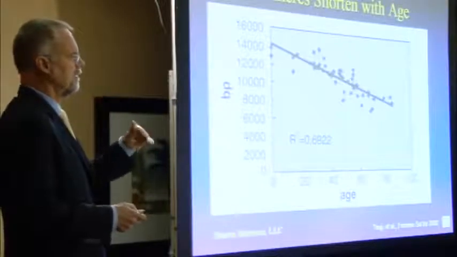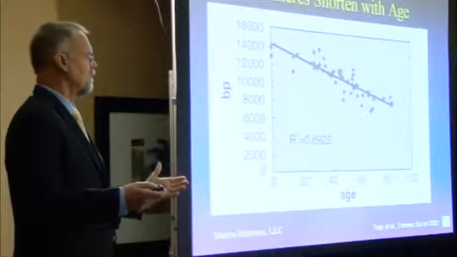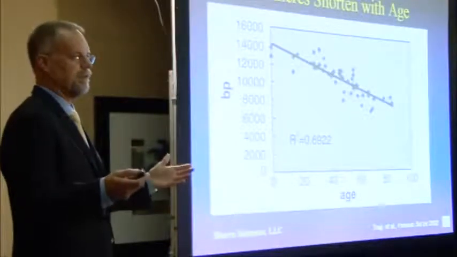Our telomeres shorten. I can take blood from any of you, and I can measure the length of your telomeres, and I can tell you approximately how old you are and how long you have before you die of old age.